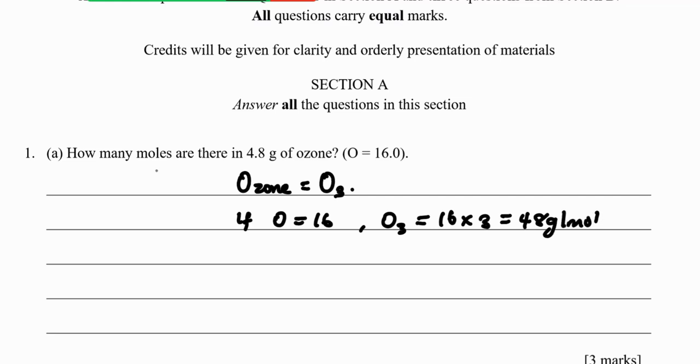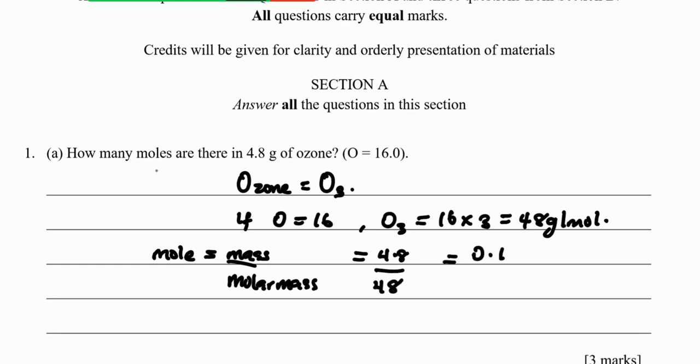gram per mole. Okay, and we know that for us to find the mole, which is what they are looking for, mole is equal to mass divided by molar mass. And our mass is 4.8. Our molar mass is 48. Okay, so 4.8 divided by 48 is 0.10 mole. So this is our answer.